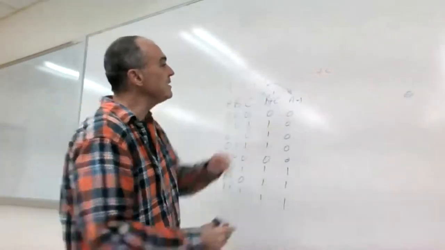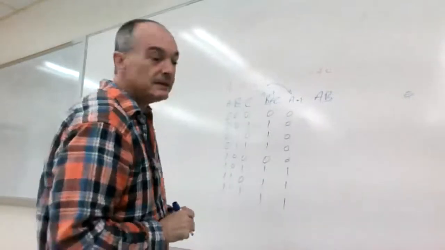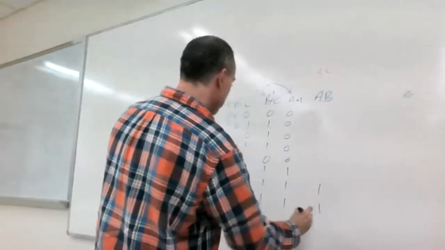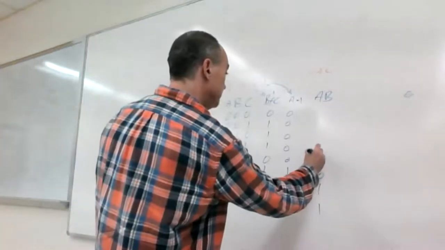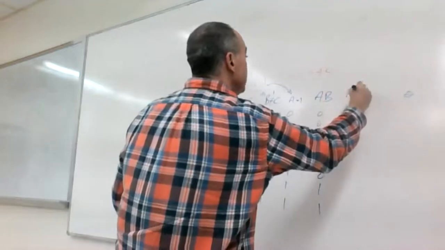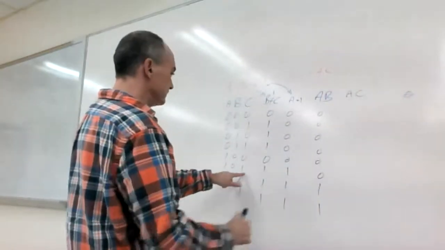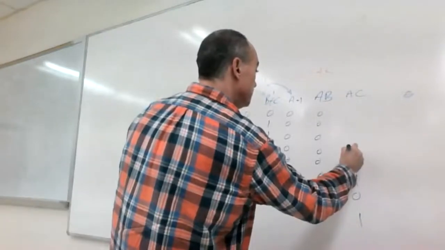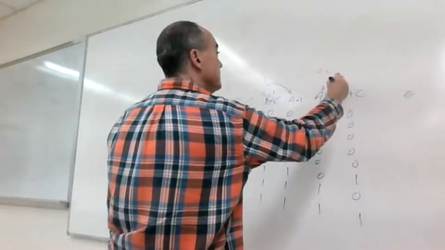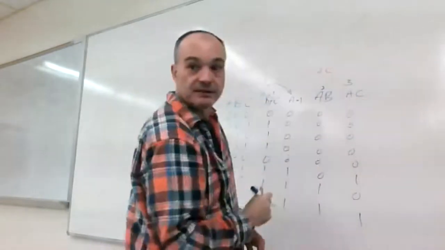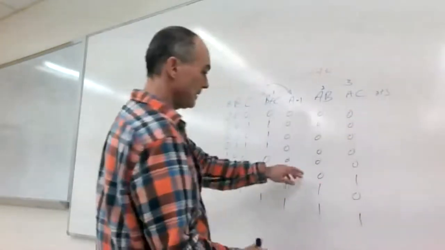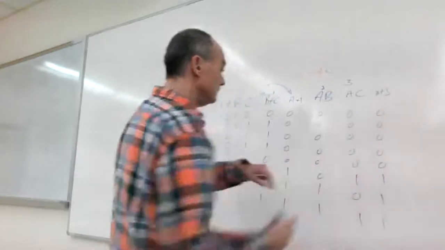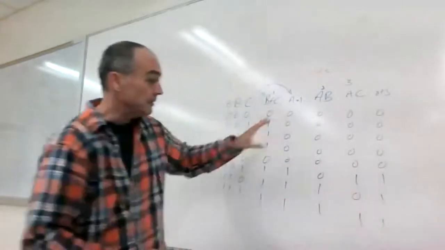So if we do A and B, that's going to be one just where A and B are both one, and zero everywhere else. And A and C should be one just where both A and C are one. If we call those expressions two and three, the OR of those expressions, you know, they should be equivalent. If you look at the truth tables, they should be equivalent.